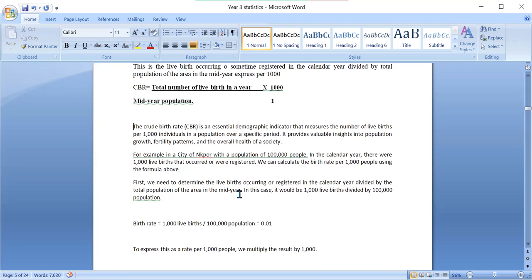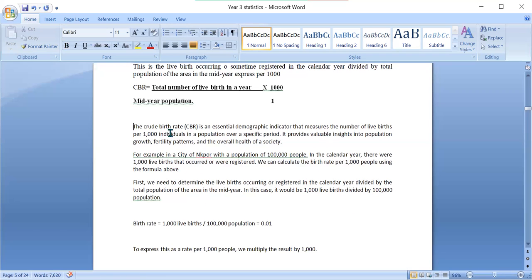So this can be obtained from the health centers, hospitals, and all of them. You can get the total number of live births from the birth certificates issued, and also from hospital records or health center records. So for us to determine the crude birth rate, we obtain this value from these hospitals and health centers, and divide it.